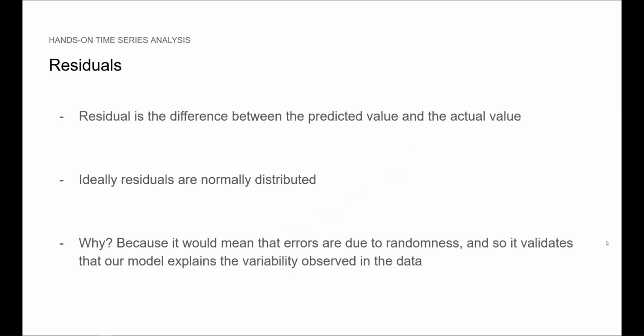Before moving on, let's touch on the subject of residuals. The residual is simply the difference between the predicted value from our model and the actual value in the data. Now, we want the residuals to be normally distributed. Why? Because that would mean that the errors between predicted and actual are due to randomness. Therefore, it's a way for us to validate that our model is indeed explaining the variability in the data. Now that we have covered some theory, let's apply what we learned in Python.